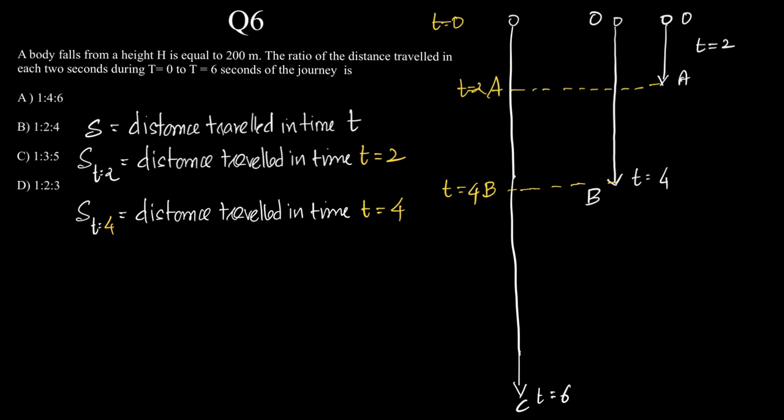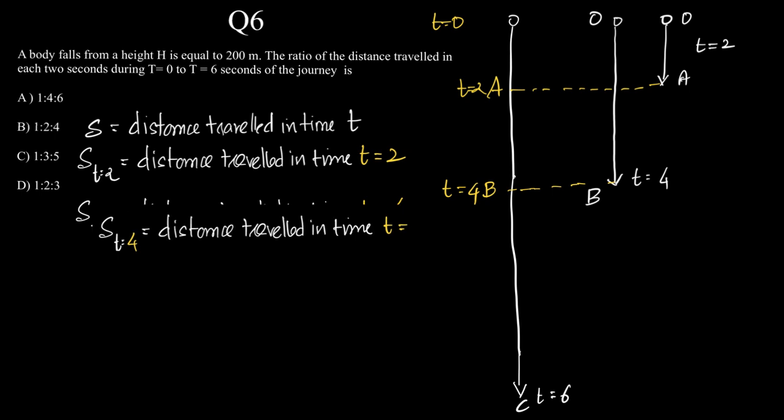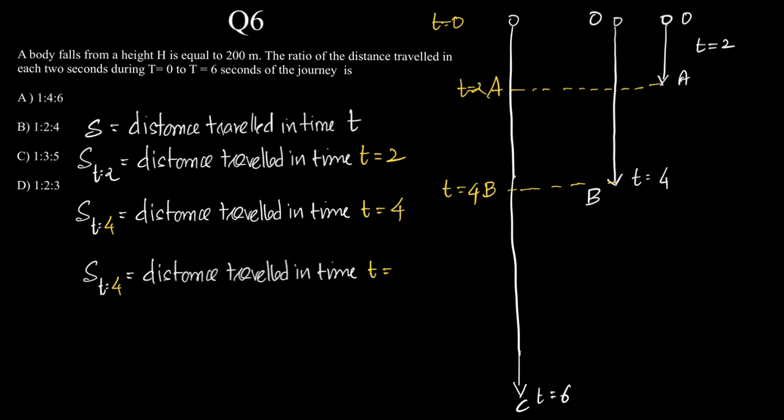And what is S at t is equal to 6 implies? S at t is equal to 6 implies distance traveled in time t is equal to 6 seconds.